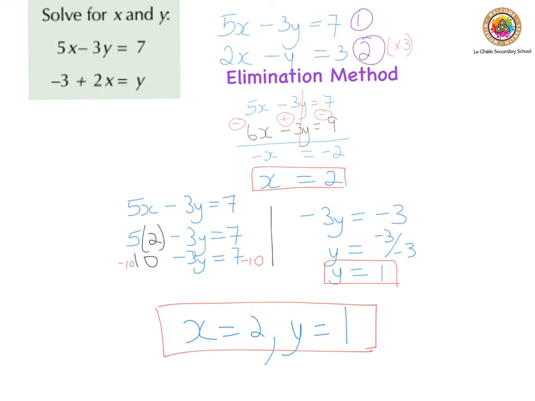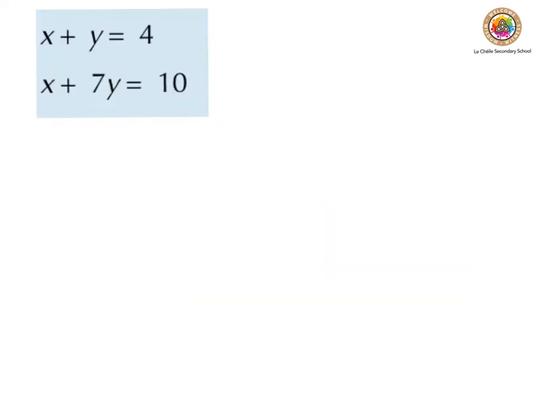Okay, we're going to do one more example. Okay, so here our example says solve for x and y. So I have x plus y equals 4, x plus 7y equals 10. Now very quickly, you can see my coefficients of x are the same. So I could straight away just take one equation away from the other. However, on this occasion, I'm going to just stick with getting rid of the y's because that's what I did the last time.